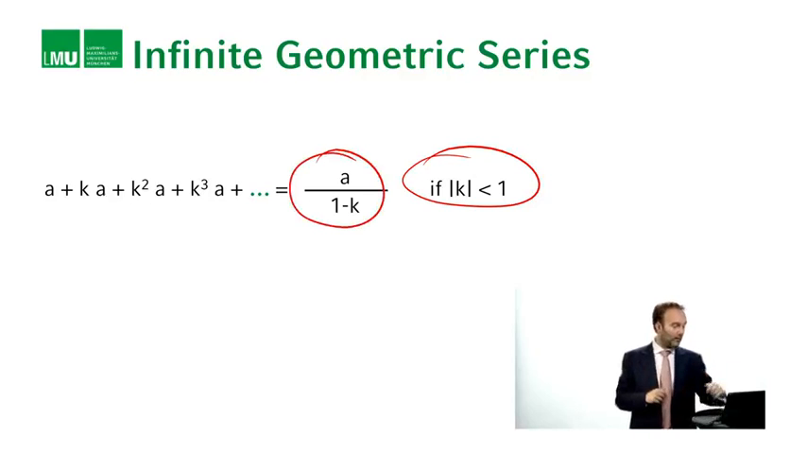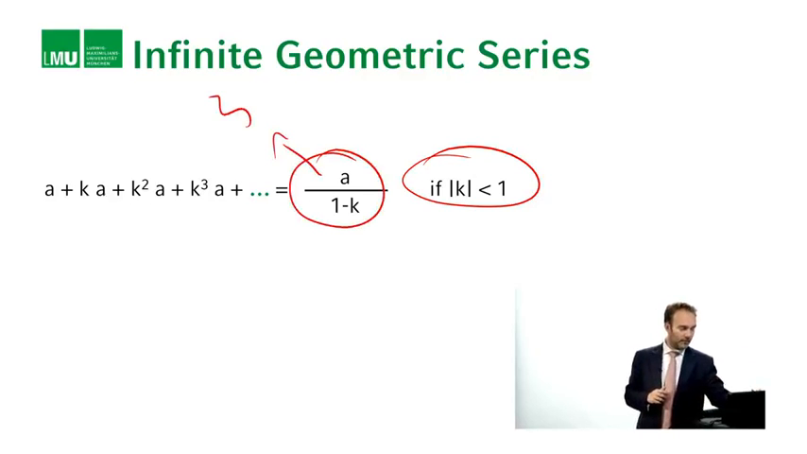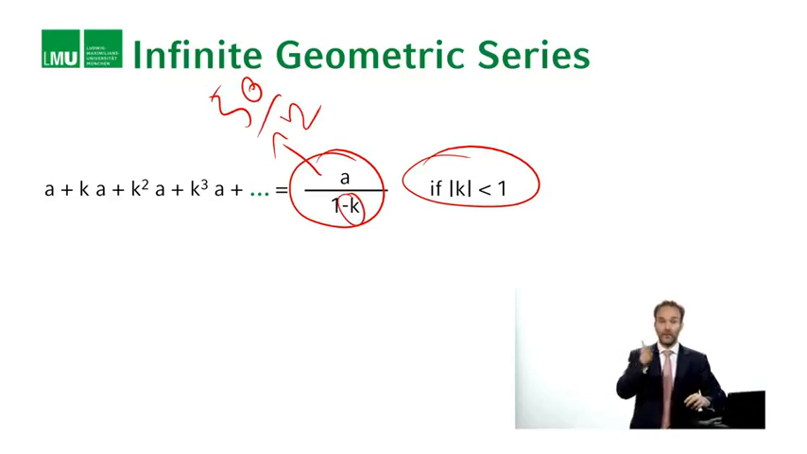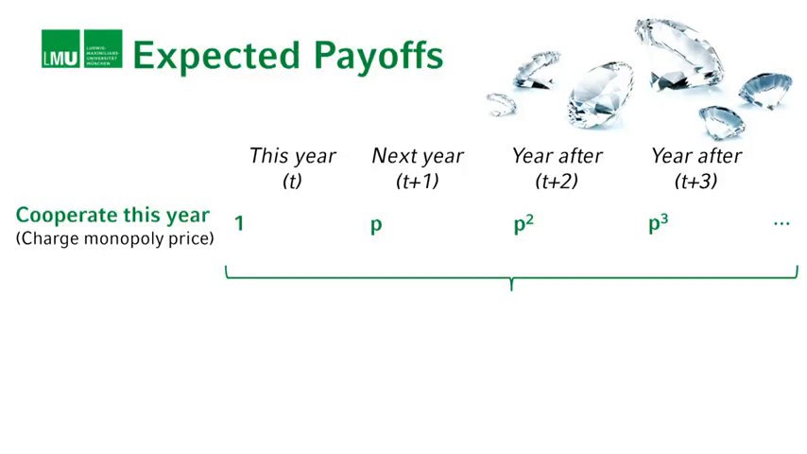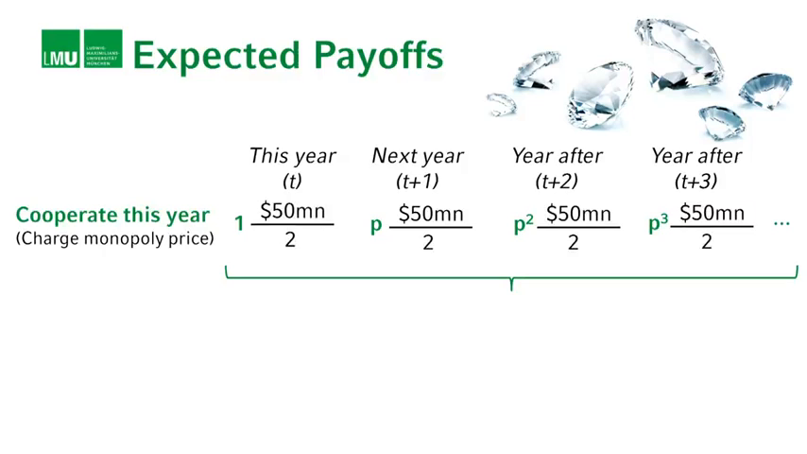So how can we translate that? Well, a is, of course, 50 million divided by 2. K is the likelihood that there's going to be a market tomorrow, so k is equal to p. And then therefore, we can simplify and we get 50 divided by 2 times 1 divided by 1 minus p. And that's exactly what we wanted. So this is how we get to this geometric series. Now, therefore, just looking at that is going to give us 50 divided by 2 times 1 divided by 1 minus p.